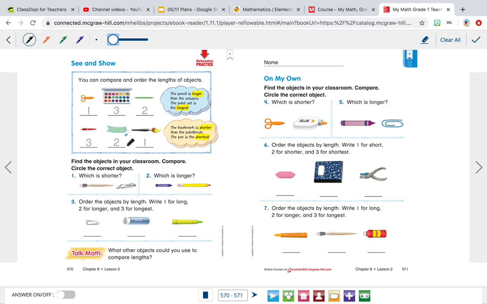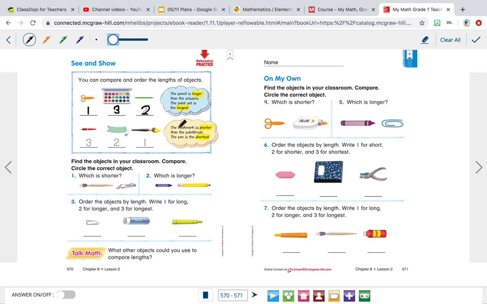So because the paint set is the longest, we know that the paint set is going to be 3, right? And because the pencil is longer than the scissors, we know that the pencil is not going to be 1, because 1 is the smallest number. And the pencil is longer than the scissors. So we know that the pencil is going to be 2, and the scissors is going to be 1. So scissors are the smallest, that's why it has 1. The pencil is the second longest, that's why it's the number 2. And the paint palette is number 3 because it's the biggest and it's the longest object, okay?